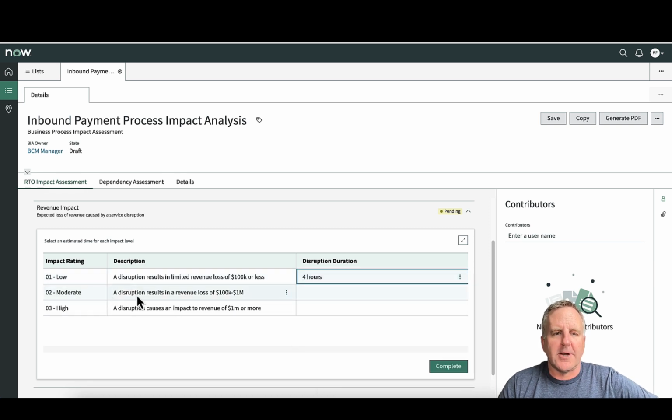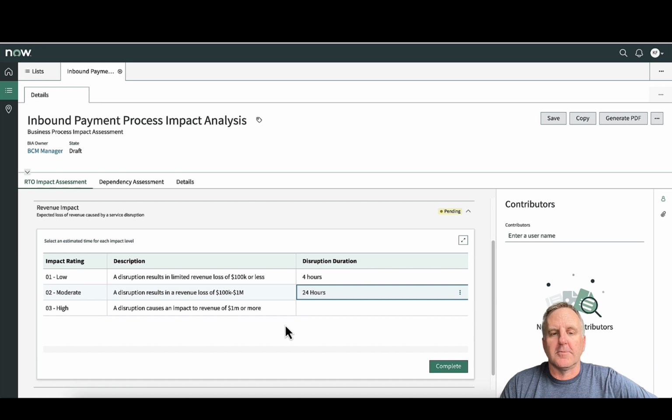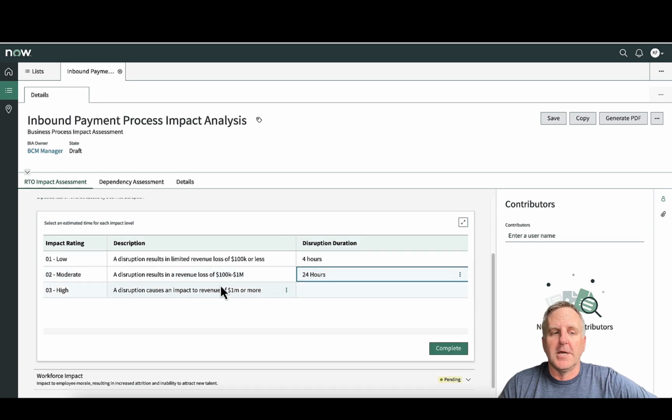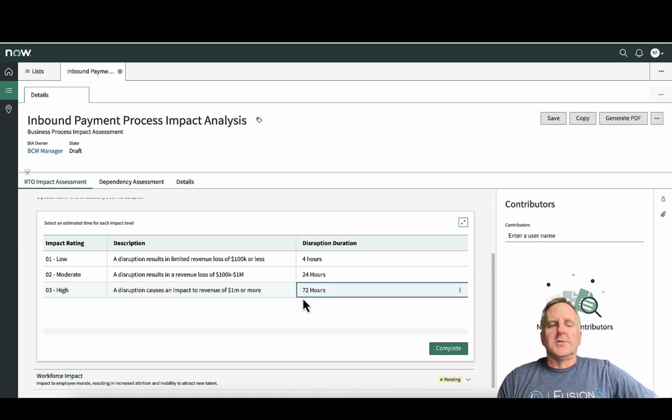At what point do I start having disruption of $100,000 to $1 million? If I'm disrupted for 24 hours, that starts to affect me at that level. If I have a high, when do I reach having impact of $1 million or more? Maybe that's the 72-hour mark. So this is really, at what point does it start? Okay, so at 4 hours, I'm going to start having this kind of impact. At 24 hours, I'm going to start having this kind of impact. And at 72 hours, I'm going to start having this kind of impact.